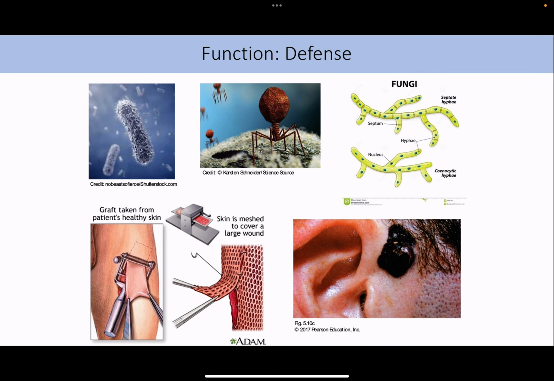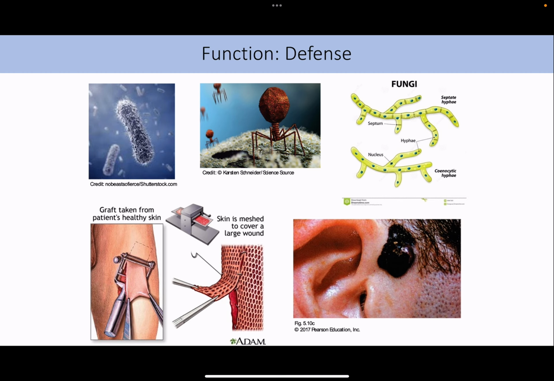All right, so the function of our immune system is defense against bacteria, which is the first picture, viruses, which is the second picture, fungi, also defense from grafts and transplants. Even though we don't want transplants or grafts to be rejected, it's the immune system that protects us from it because it thinks this is something foreign, it's an invader, I need to attack it. So your immune system would be responsible for rejecting grafts or transplants. And then also from cancer.